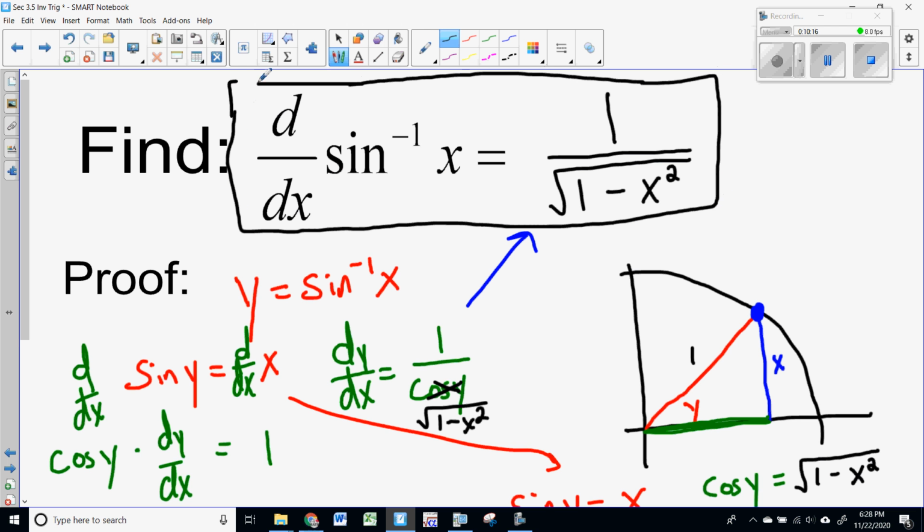Okay. And that's one we're going to have to memorize. There's two, just like we talked about before. There's one we're going to have to know. Okay. So we memorize that. We don't want to go through that whole implicit differentiation to prove it every time. We just have to remember that.